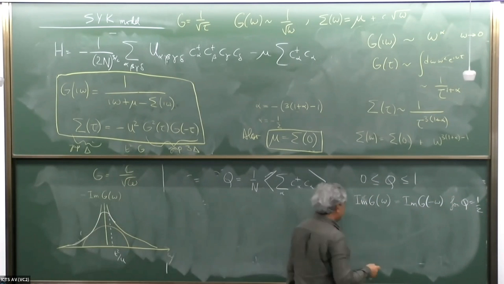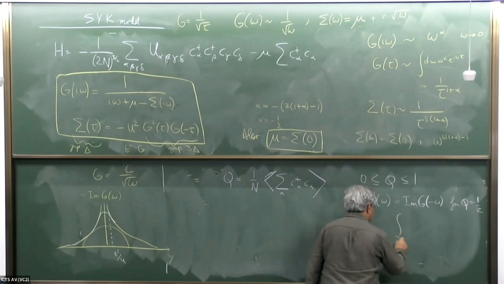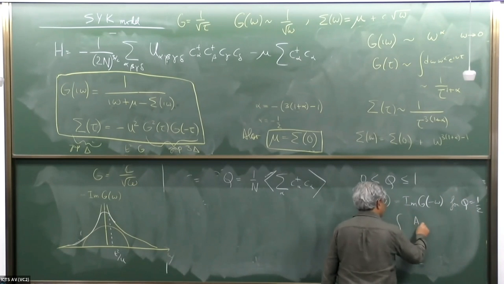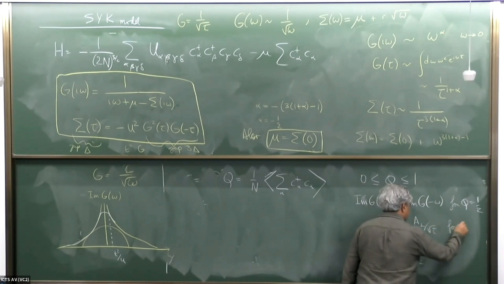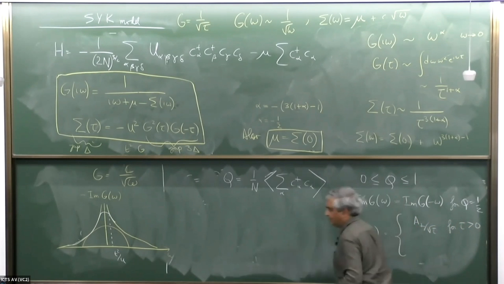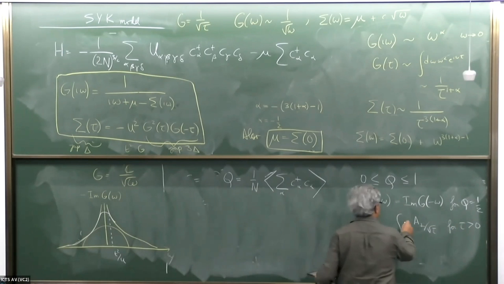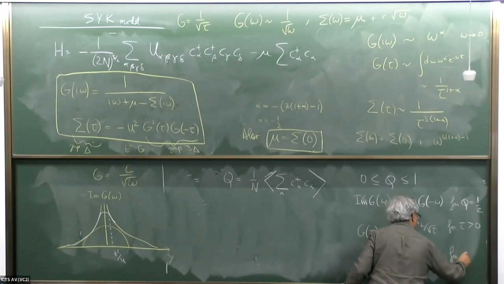You can also say this in terms of G of tau, and that's a bit easier to think about, in imaginary time. I'm going to call this some A plus over √tau for tau greater than zero. This is at zero temperature. From the definition, it's negative, excuse me: minus A plus over √tau. And this is A minus over √|tau| for tau less than zero.